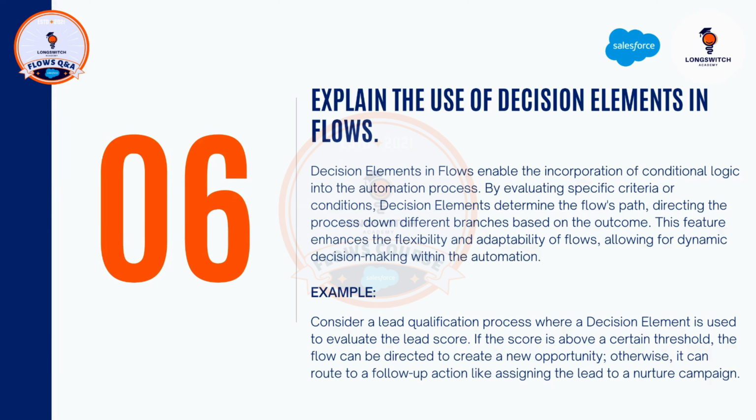This feature enhances the flexibility and adaptability of flows, allowing for dynamic decision-making within the automation. For instance, you can consider a lead qualification process where a decision element is used to evaluate the lead score. If the score is above a certain threshold, the flow can be directed to create a new opportunity. Otherwise, it can route to a follow-up action like assigning the lead to a nurture campaign.